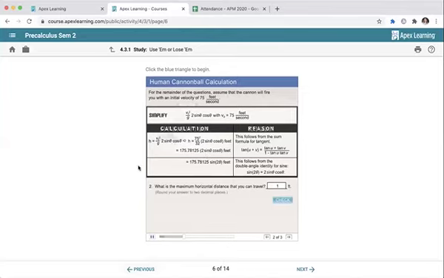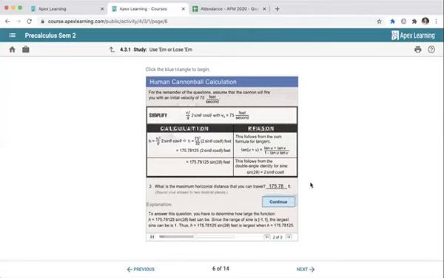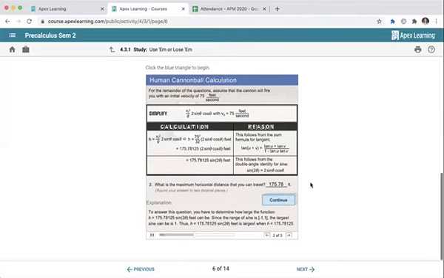So if we're being asked to look at our maximum horizontal distance, what we can do here is assume, if we remember our original graphs, that the range of sine is from -1 to 1. Sine can only go from -1 to 1.